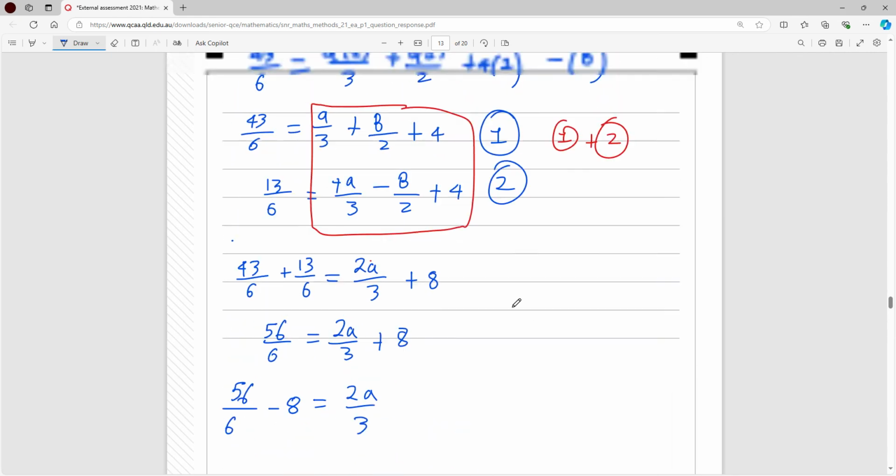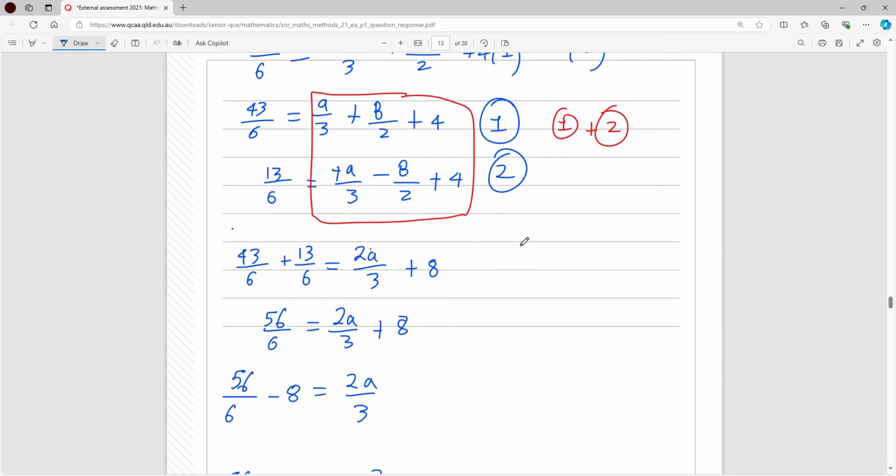Now once you've got a equals 2, you can chuck it into equation 1 or equation 2. So which one did I do? Oh, it doesn't really matter, I suppose. I'll just choose this one up here.